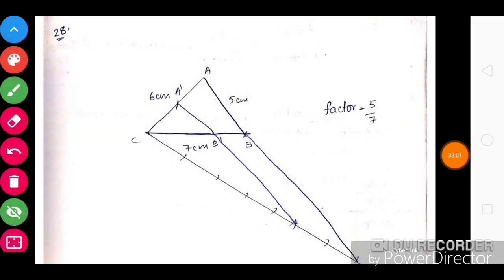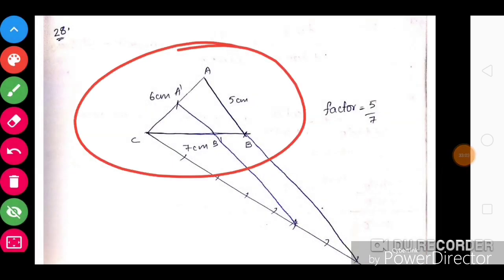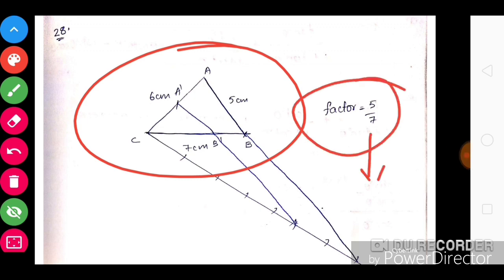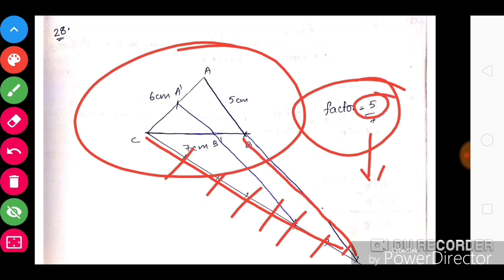So ABC is a right angle triangle. The factor is 5 by 7. So taking the highest number, we have to divide the line into 7 parts, and the denominator is 7 here. So directly join 7 with B, and the numerator is 5. So from the fifth point, draw a parallel line to B. You will get B dash, and you will get A dash.